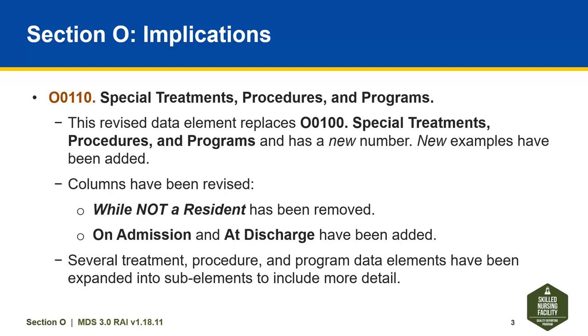O0110 is a revised data element that replaces O0100. It has a new number and new examples have been added to the manual. The columns have been revised. The column, while not a resident, has been removed. Two new columns, on admission and at discharge, have been added. Several data elements have been expanded. They now have some elements to include more detail when coding.